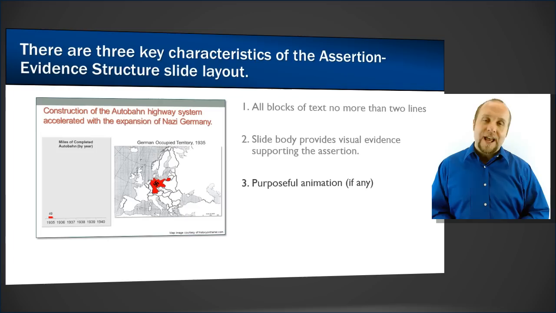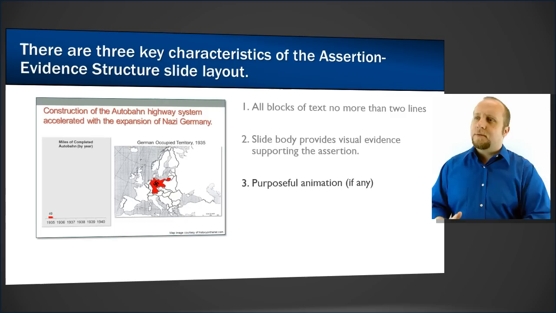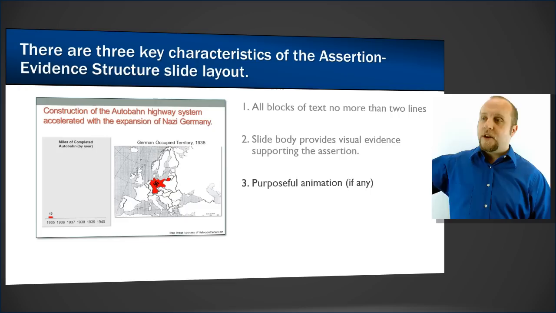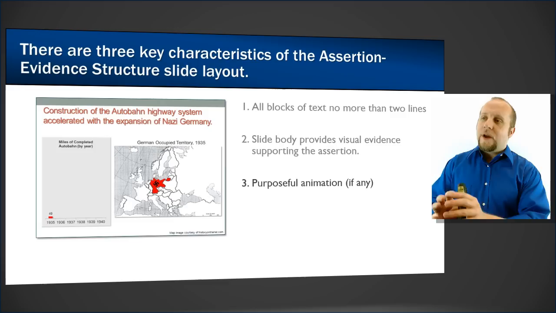So for example, here's a slide that was developed by one of my students that I think is an exemplary assertion evidence structure slide. We have a 2-line assertion headline that claims that construction of the Autobahn highway system accelerated with the expansion of Nazi Germany. On the left, we have a graph that shows the number of miles completed on the Autobahn by year. And on the right, we have a map that shows German-controlled territories in Europe.